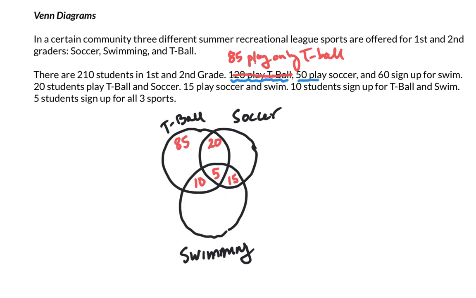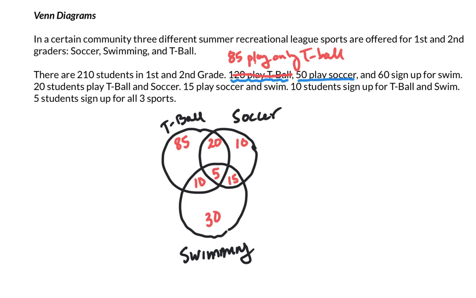So you see, 50 play soccer. It doesn't say 50 play only soccer, because that way we'd put the 50 right here without an overlap. But this said 50, so we'd say, well, this is 20 plus 20 more. So we've already accounted for 40 soccer players, which means there are only 10 left that play only soccer. And finally, 60 sign up for swimming. Well, we got 20 here, 10 more here, right? So 30. So we only have 30 left over that only swim.